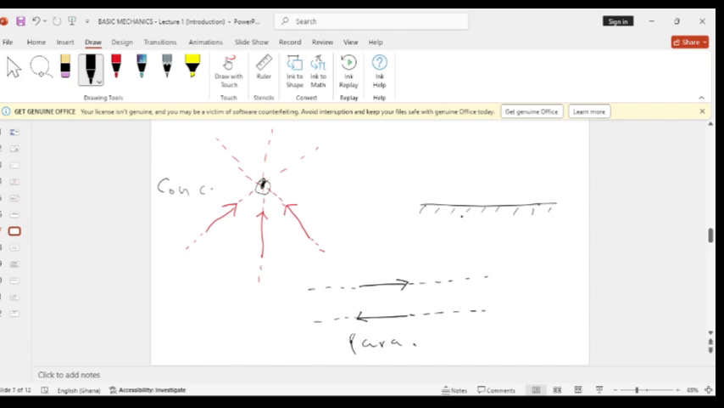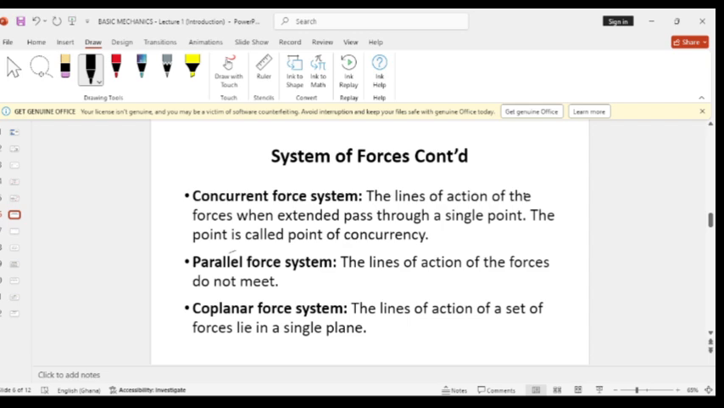So let's say this is the plane. Then what happens is that I have a force acting on this plane. I have another force acting on this plane. I have another force acting on this plane. The direction does not matter. As long as they are acting on the same plane, then we can say they are coplanar force systems.